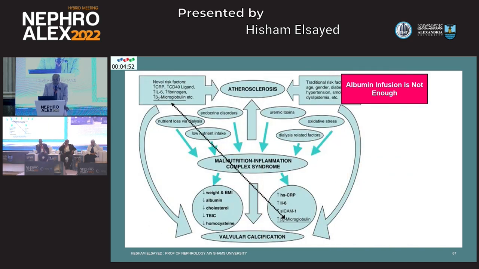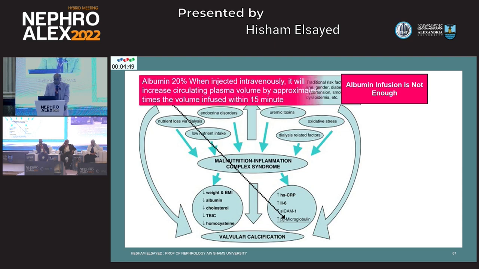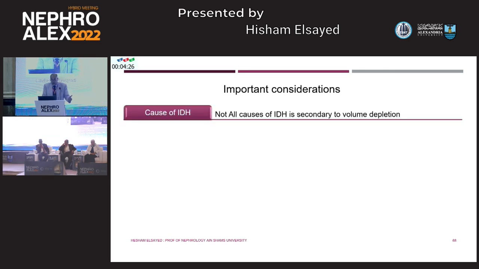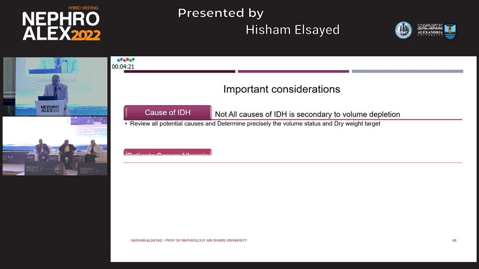Subsequently, we have to treat malnutrition, inflammation, and the complex syndrome. Giving human albumin 20% just increases the albumin by drawing in water. For example, if we are giving 200, which is a big dose of albumin, the vascular compartment is increased by just 700 milliliters, and this is within 15 minutes. So we have to consider what the cause of intradialytic hypotension is. Not all causes are secondary to volume depletion.